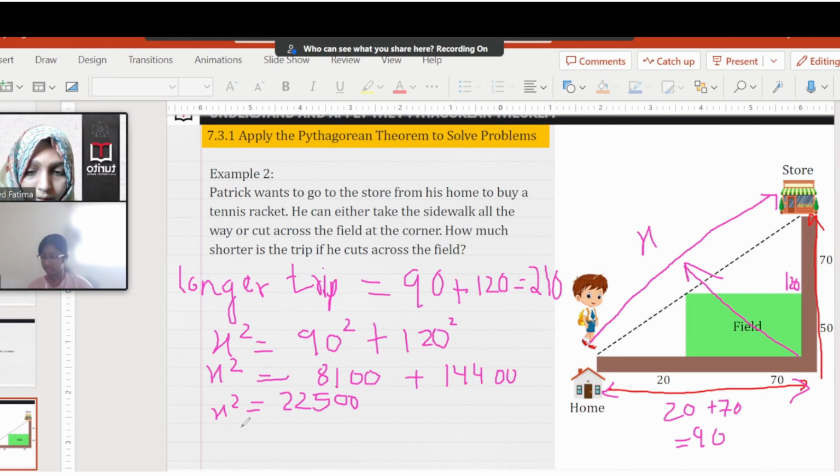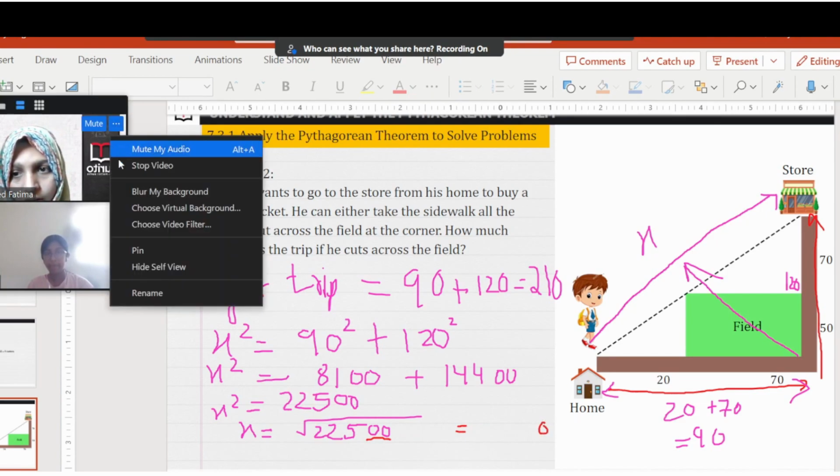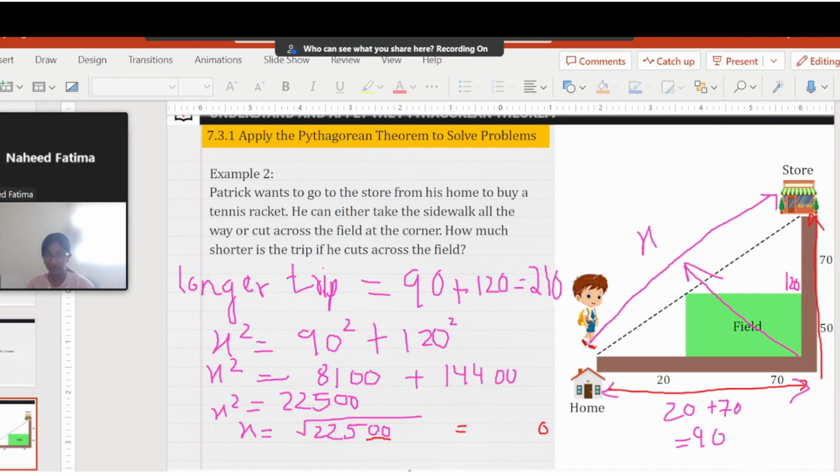That is x square. So what will be x? The root of it. See, 22,500: when you take a square, you double the number of zeros. So when you take the root, you take out half the number of zeros. So there are 2, you will take out 1. Now just get the root of 225.